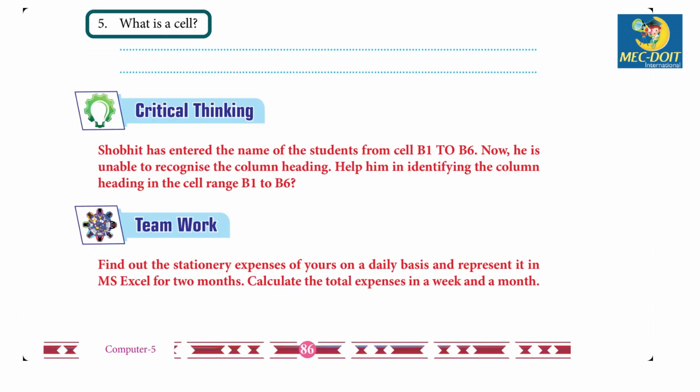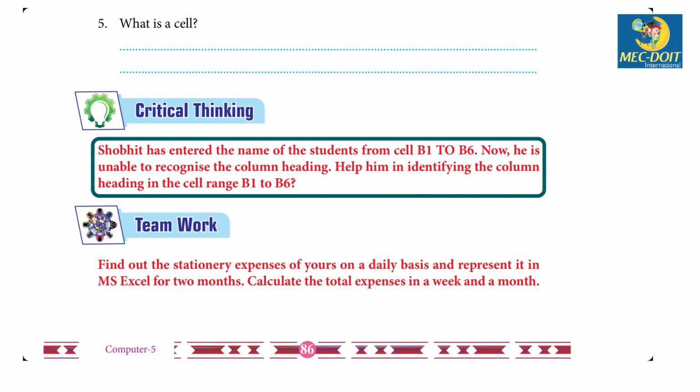5. What is a cell? Answer. A cell is an intersection of rows and columns. It is the smallest unit in a worksheet, and text as well as numbers can be written in it. Critical thinking. Shobit has entered the names of the students from cell B1 to B6. Now he is unable to recognize the column heading. Help him in identifying the column heading in the cell range B1 to B6. Answer. Student will do it themselves.